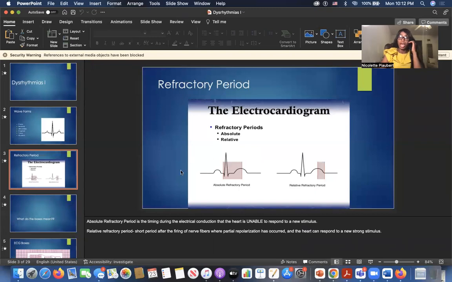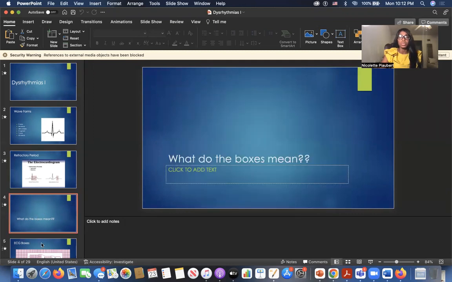Here we talked about the absolute refractory period and the relative refractory period, which means that a signal to initiate a pulse does not come in during the absolute refractory period, meaning it doesn't allow any signal, no additional beat happens here. The relative, it can allow something to come through.